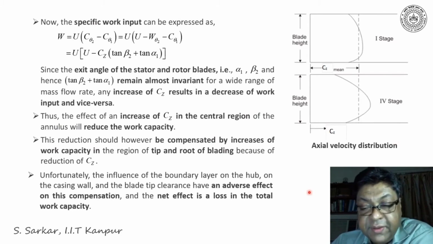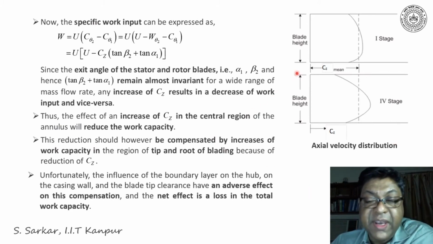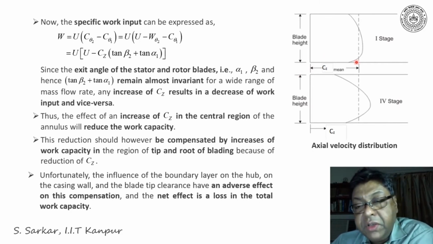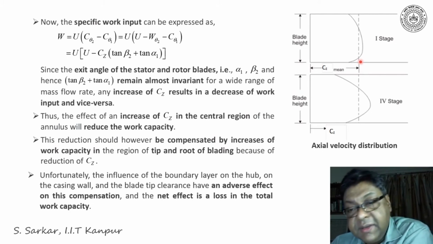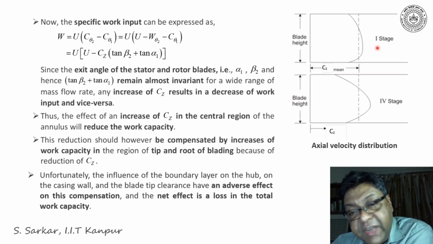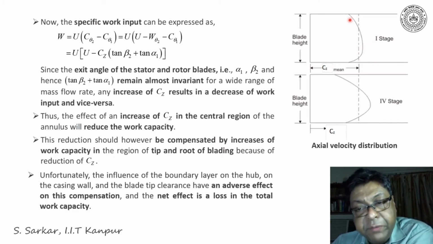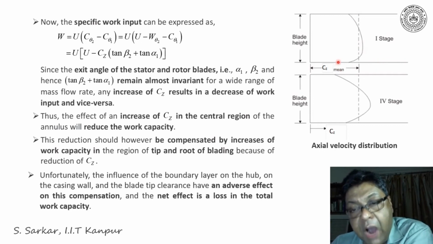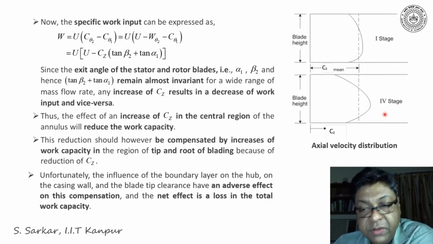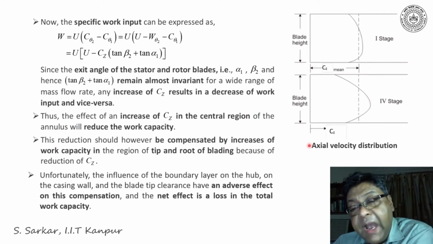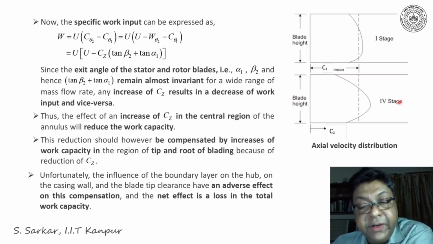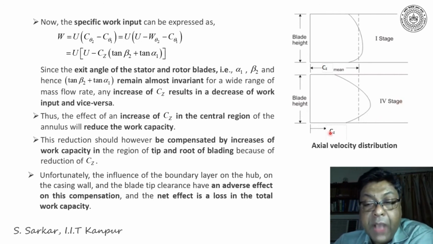Please note that the boundary layer will grow on the hub and the casing, and thereby the velocity in the annulus would not be constant. So at this first stage, I have indicated a velocity profile from hub to tip, while at stage 4, the velocity profile would be settled at a value where, in the central region, the value of velocity would be higher than at the hub and the casing.